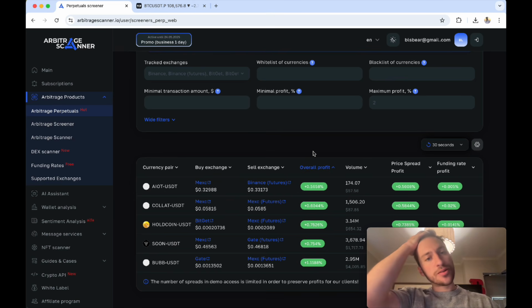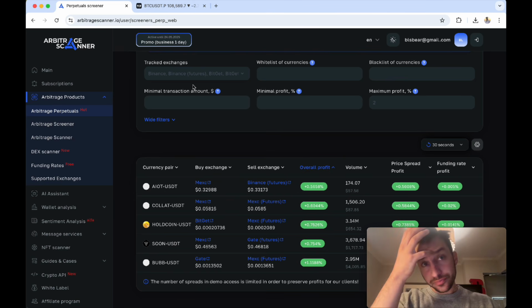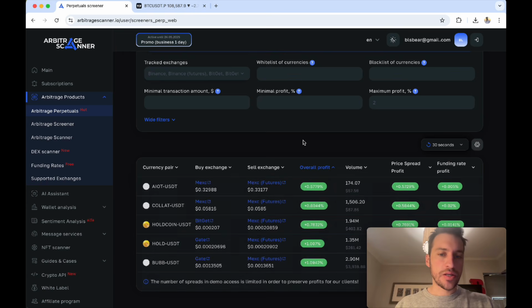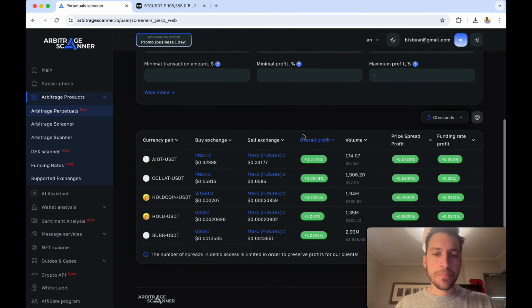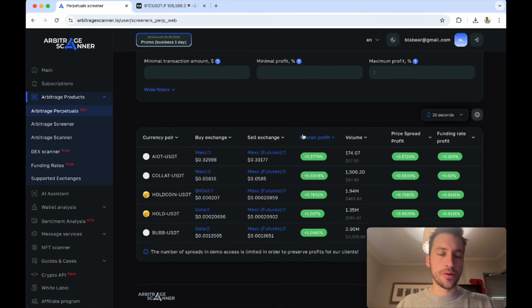So right now I'm actually using the free model. As you can see, they have a promo for 1 day, so you can do this. And then they have also like a paid model as well. But let's get into how we do this.